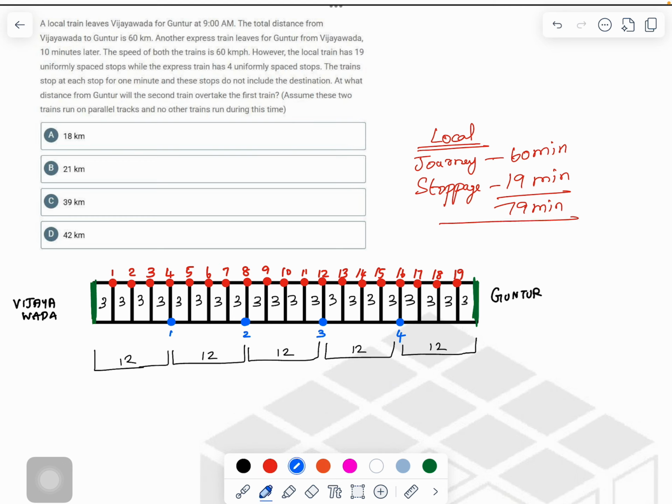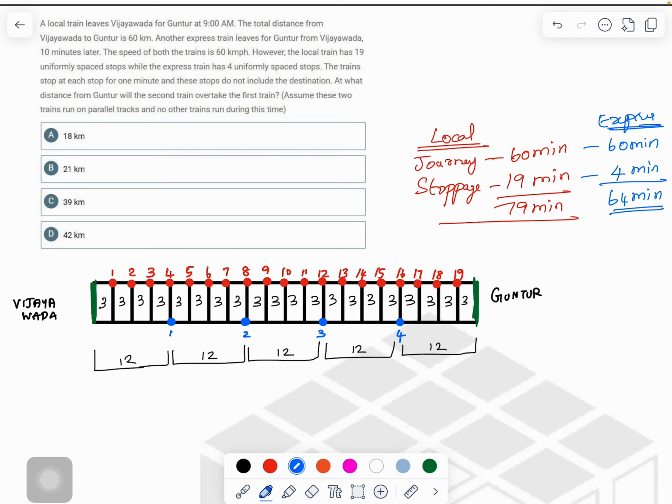Perfect. Now similarly, what about the express train? For the journey part, it has the same speed, so it will take the same 60 minutes. However, for the stoppage part, it will stop only for 4 stops. Therefore, it will only take 4 minutes to stop. So totally only 64 minutes it will take.